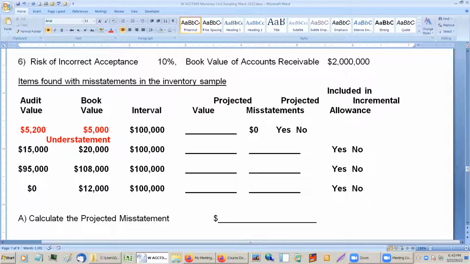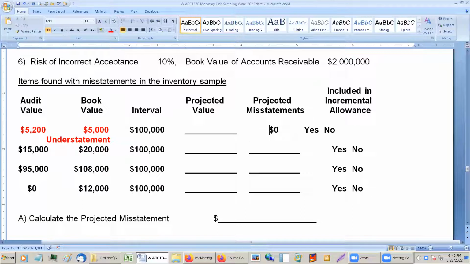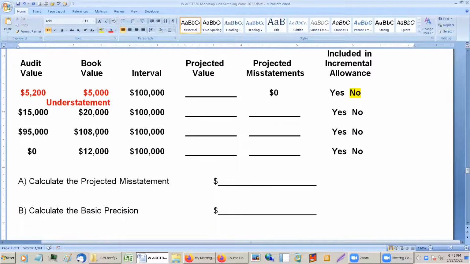Oh boy, what did I do here? Let me goof this up. Hold on. And is it an incremental allowance? No, because it's not even an error really. It's not a misstatement at all. Okay, now going down to this one, this is an overstatement. So we're going to go ahead and do this one.